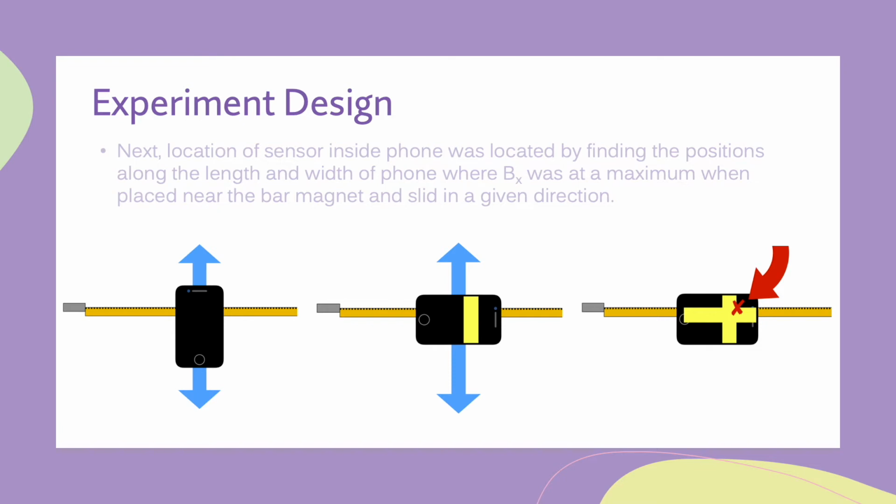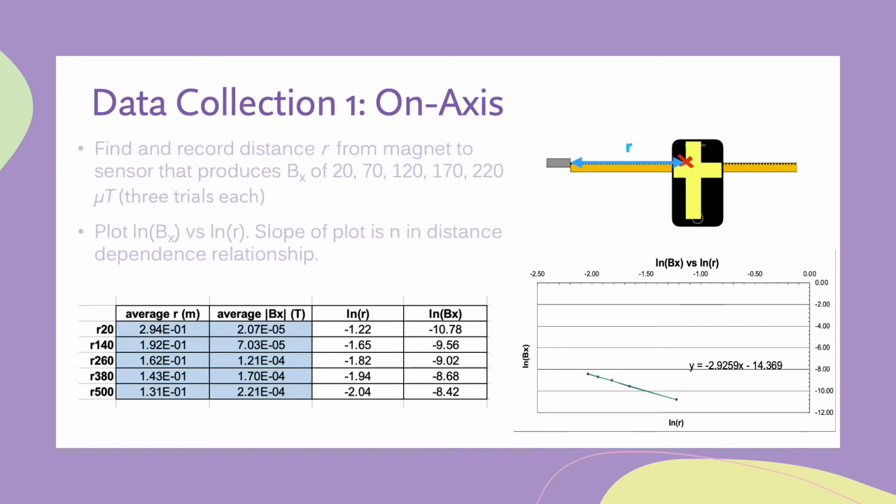Next, the location of the magnetic sensor inside the phone was located by finding the positions along the length and width of the phone where Bx was at a maximum when placed near the bar magnet and slid in a given direction. The sensor location was marked with pieces of tape over the phone. Once the ruler and magnet were in place, we conducted 3 trials to measure the distance r from the magnet to the sensor that resulted in a Bx of 20 microtesla. We then repeated this process for Bx's of 70, 120, 170, and 220 microtesla.